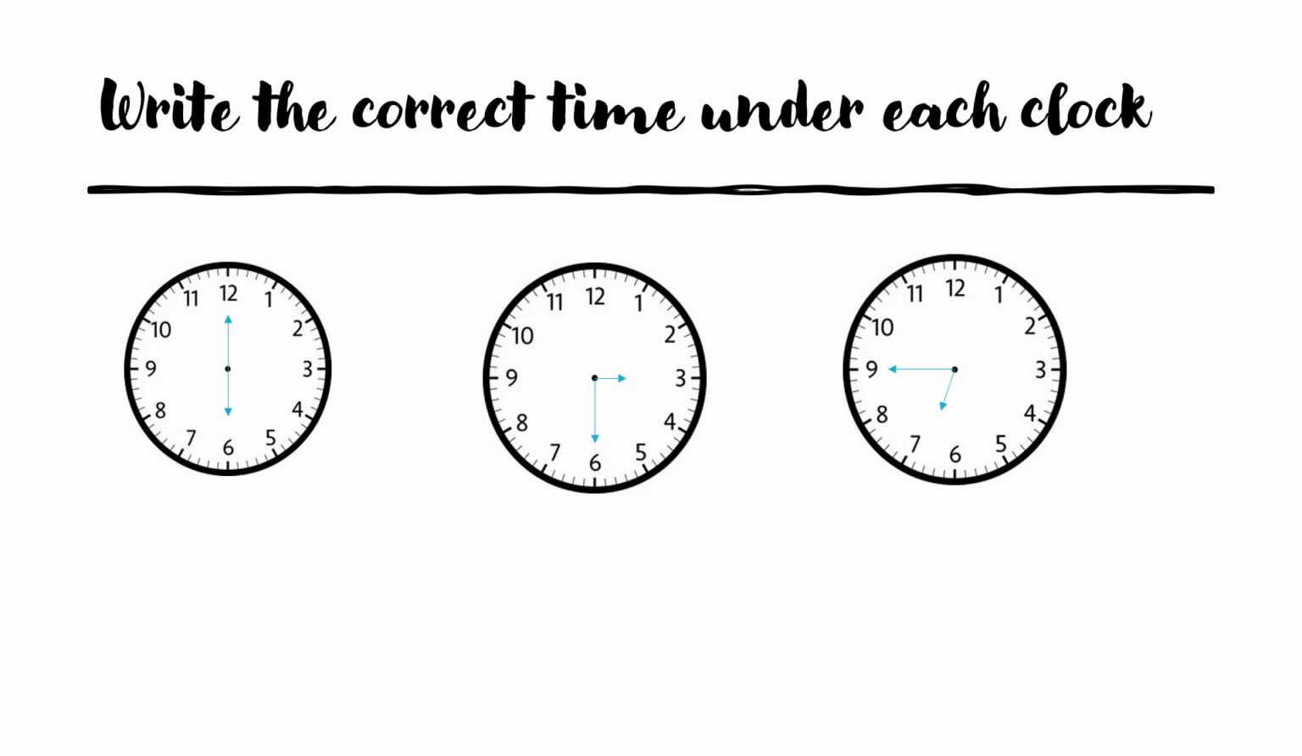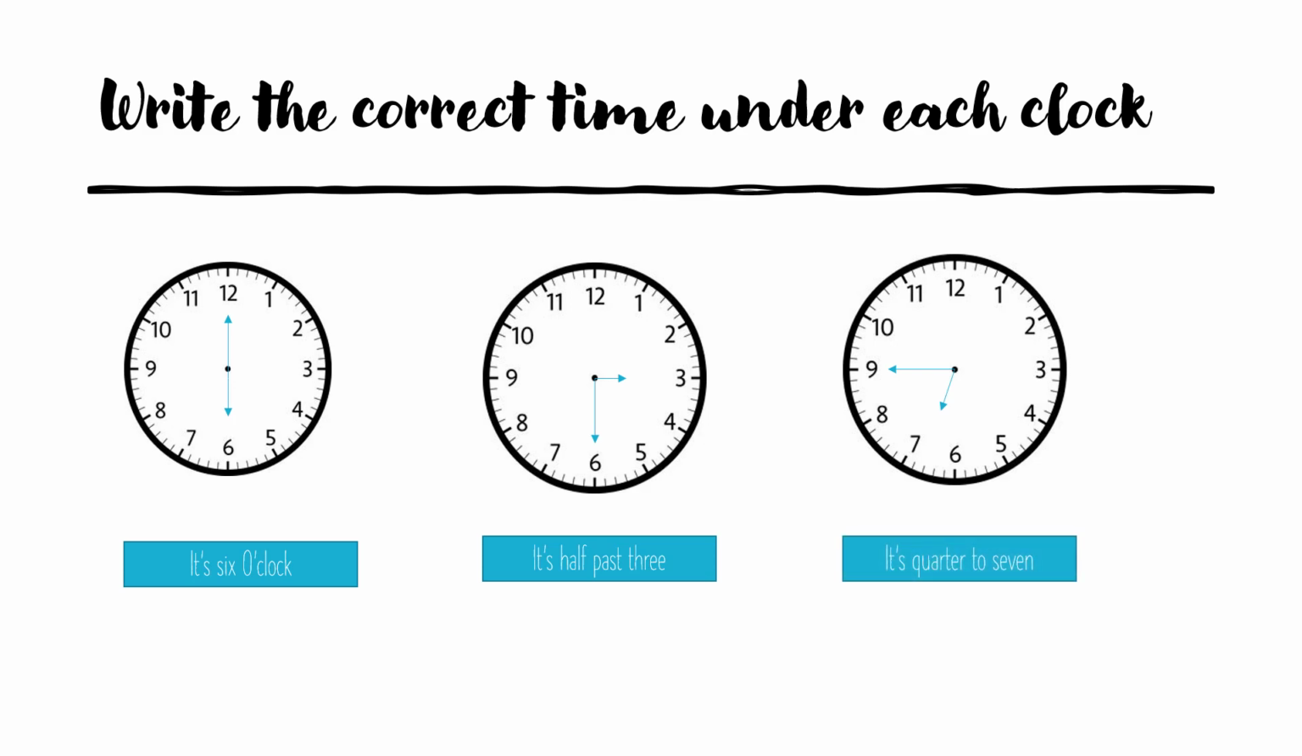This is the third activity. You have to write the correct time under each clock, okay? So please stop the video now and write the correct time of each clock. Did you finish? Let's check then. The first one, what do you think? The correct time is, it's 6 o'clock. Son las 6 en punto. The second clock, what do you think? It's 3:30. And finally, the last clock, what do you think? It's 6:45. Very good. Okay, let's continue.